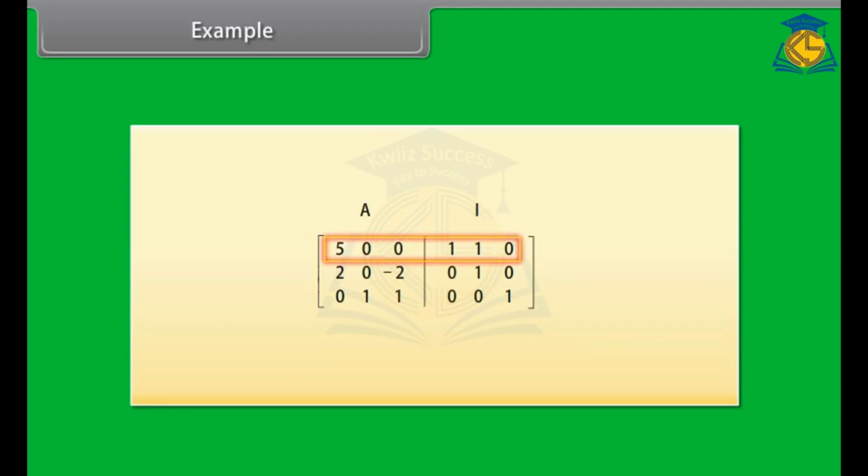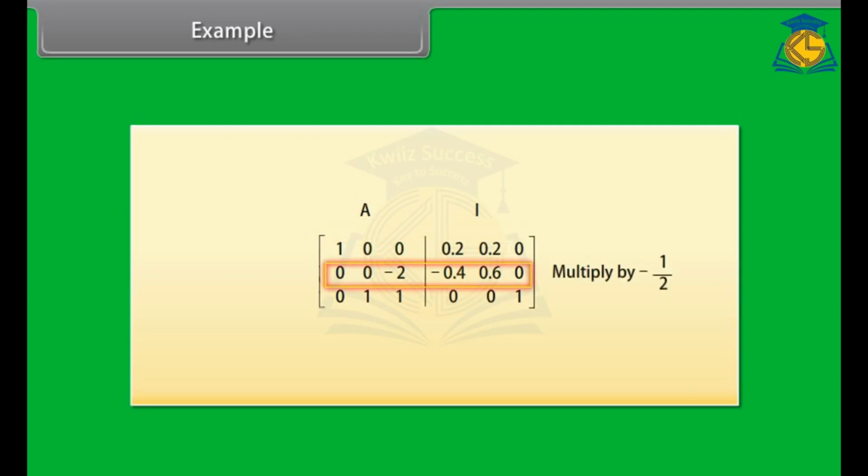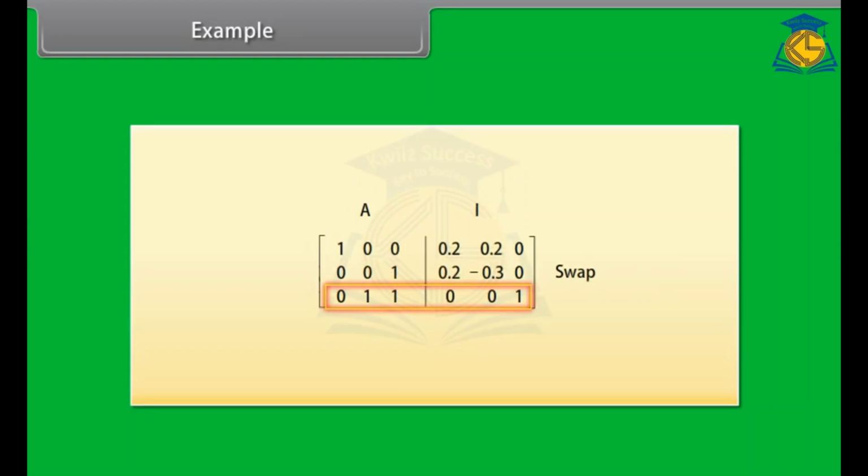Then divide row 1 by 5. Then take 2 times the first row and subtract it from the second row. Multiply the second row by -1/2. Now swap the second and third row. Last, subtract the third row from the second row. And we are done.